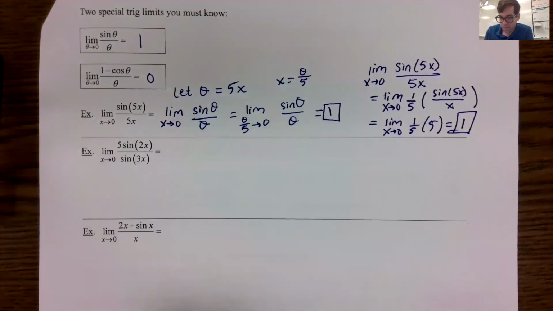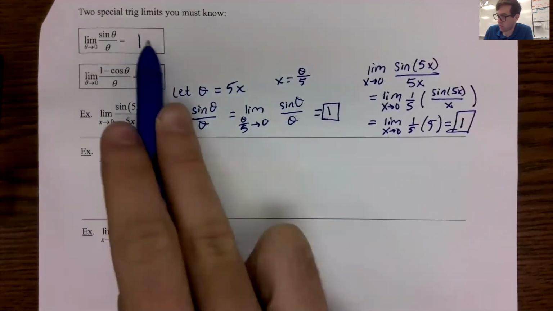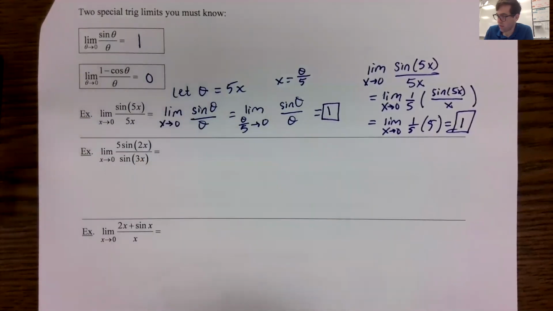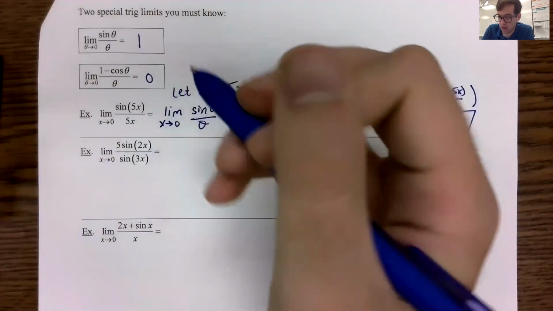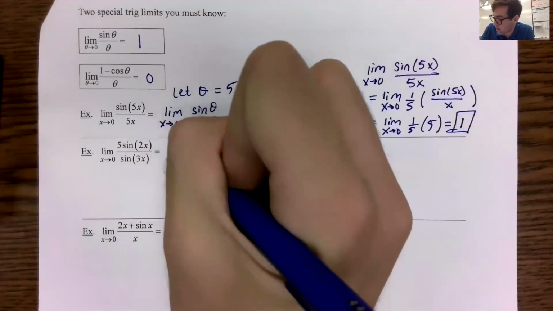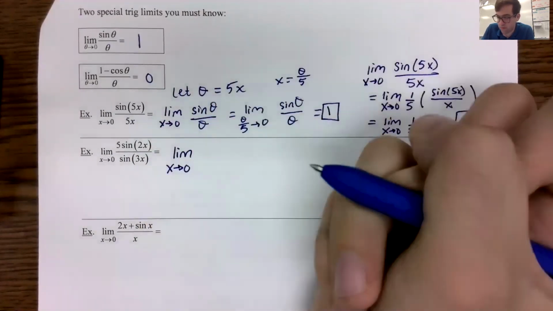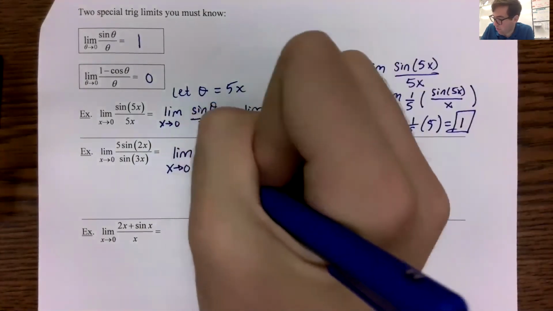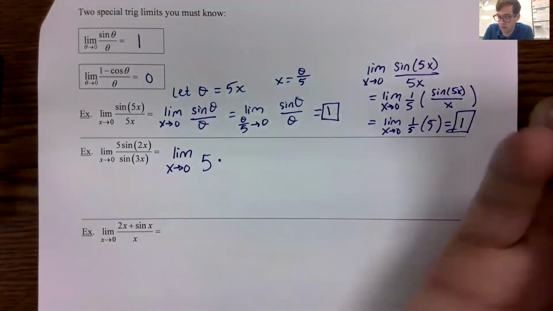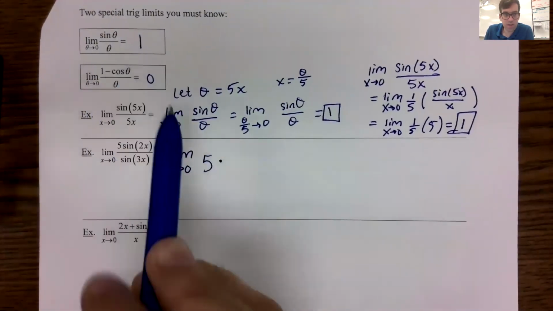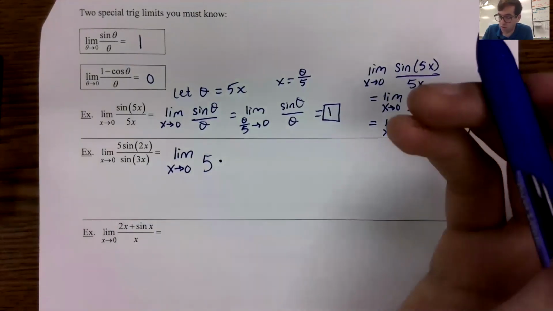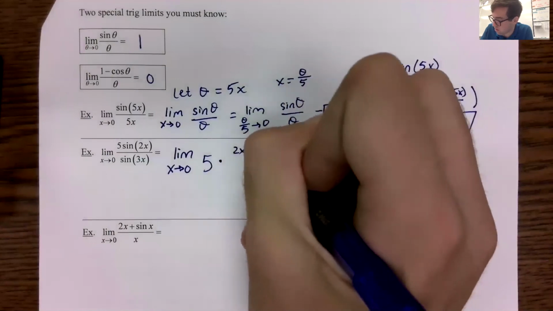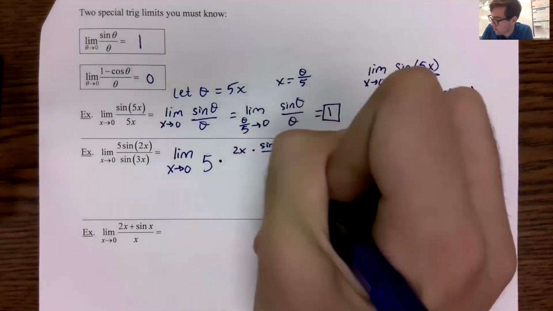Okay, so let's see what we have to do here. In order to make this look like these, what I'm going to do is say the limit as x approaches 0 of, I'm going to pull the 5 out in front. Then, in order to make this look like this up here, I'm going to say that the theta is the 2x, and I'm going to multiply by 2x over 2x. So we're going to have 2x times sine of 2x over 2x.